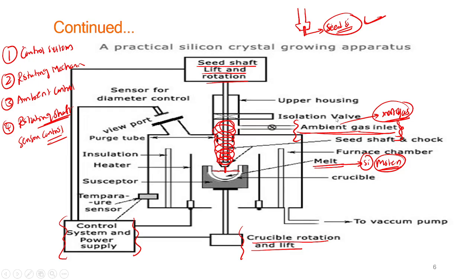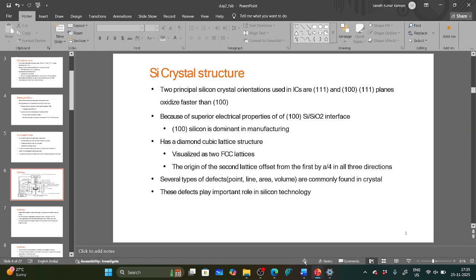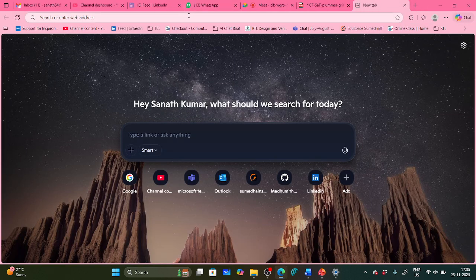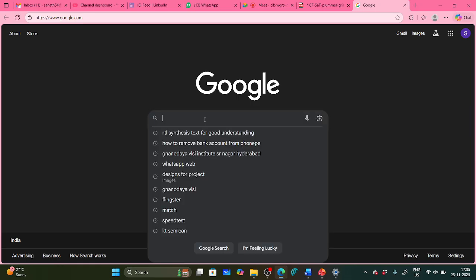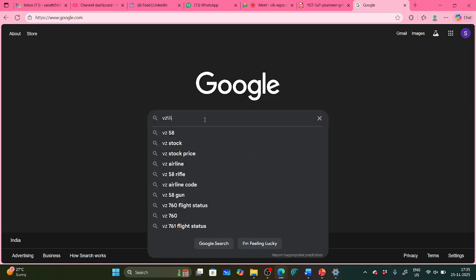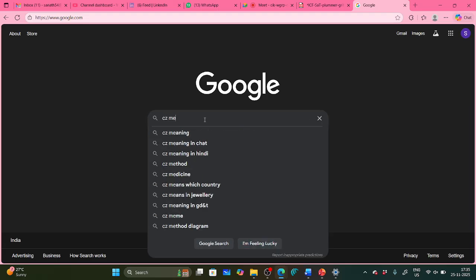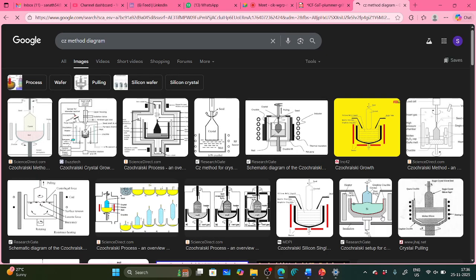Did you understand this method, this technique? Any doubts or queries? Okay. Just you can Google it. This is a simple technique only. Just see that method diagram, the images.